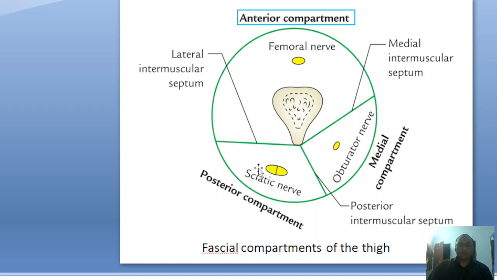So this is the compartment known as the posterior compartment. It is bounded by the lateral intermuscular septum and the posterior intermuscular septum. In between the two septa is the posterior compartment of the thigh, or back of thigh.